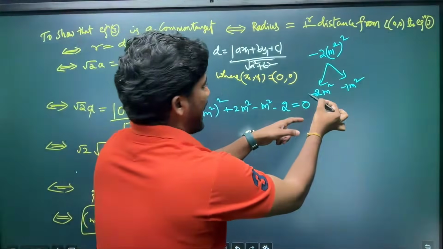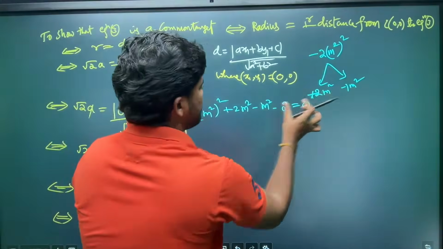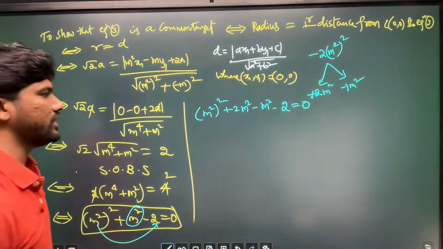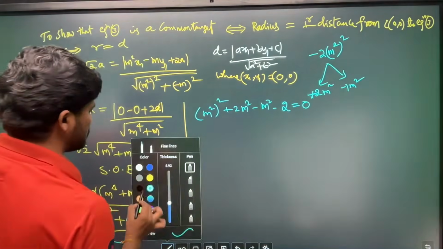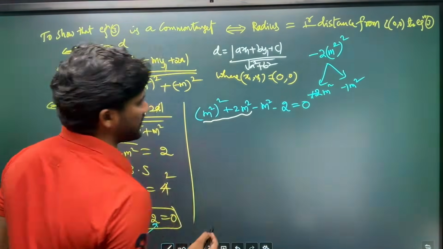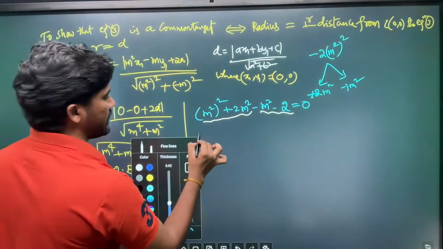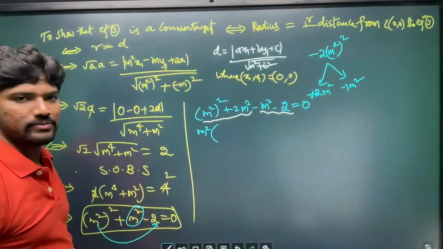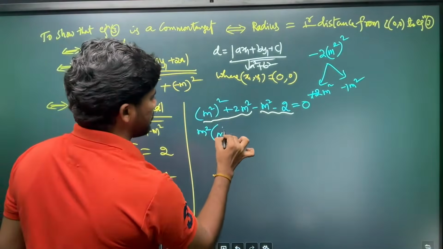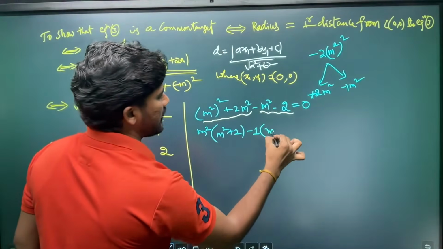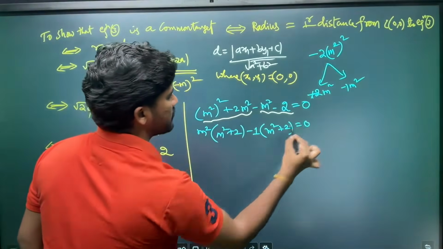So even if you add these two values, what should you get? The middle value. What is the middle value? You should get m square, right? Okay, so therefore now from the first two values, what can we take common? From the first two values, if we take m square common, one more m square will be there, plus 2. Next, from the last two values, if you take minus 1 common, m square plus 2 equal to 0.